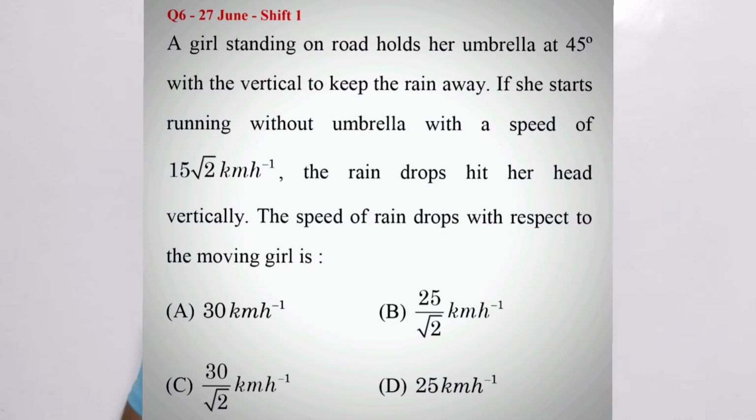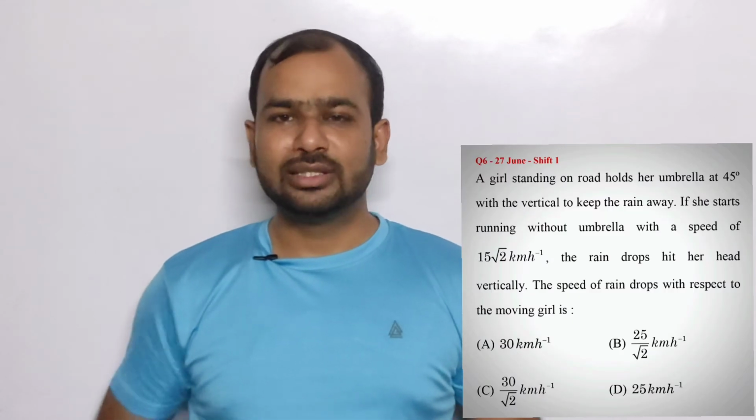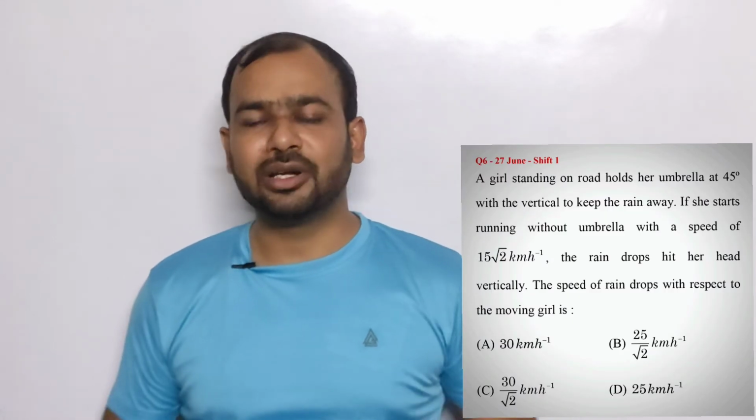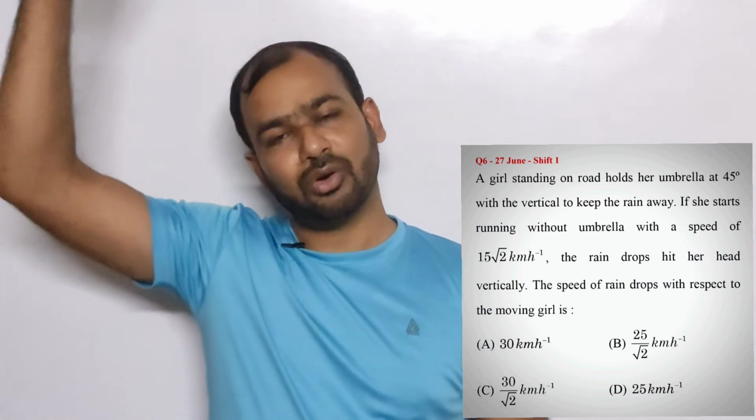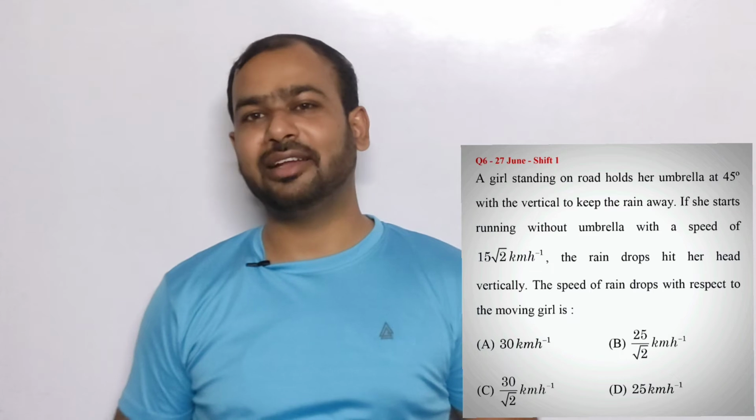Next question on your screen. To solve this question, we have to know the concept of relative velocity. A girl is standing in rainy weather. She holds her umbrella at 45 degrees to stop the rain from dropping on her face. She runs with 15√2 km/h so that the rain drops perpendicular to the head. They have asked to find the velocity of the rain with respect to the girl.